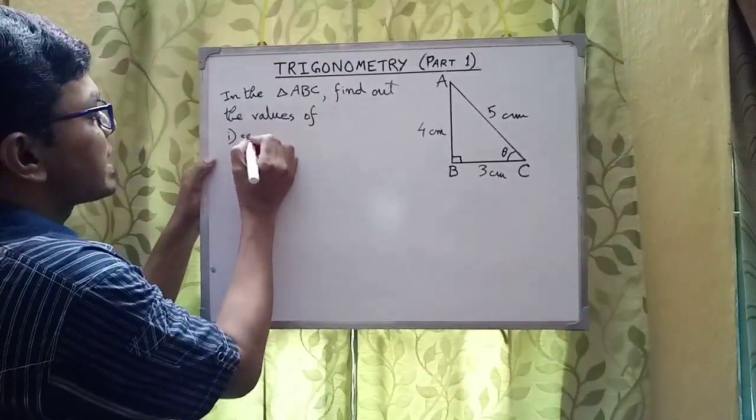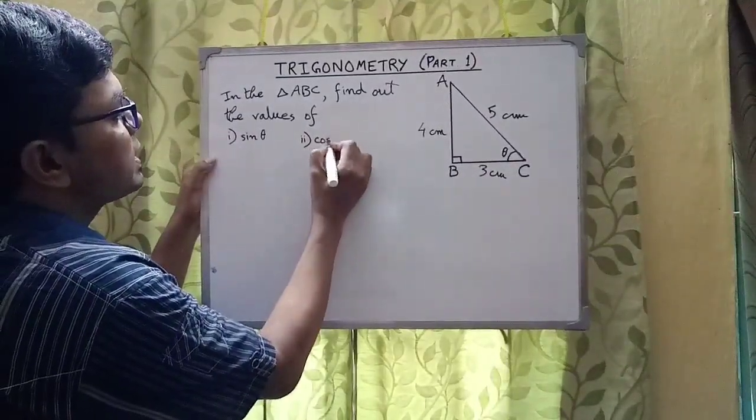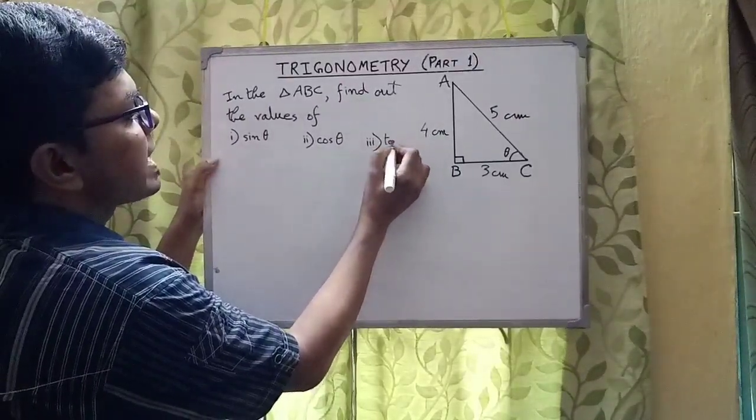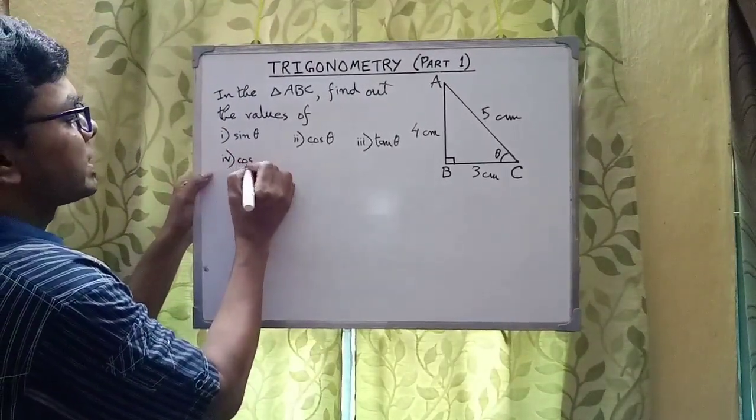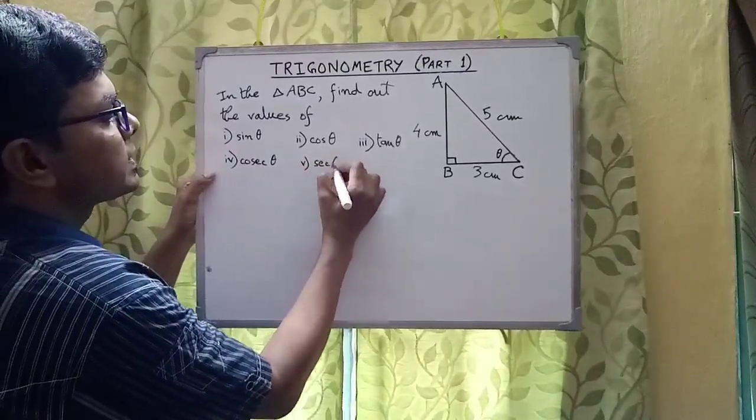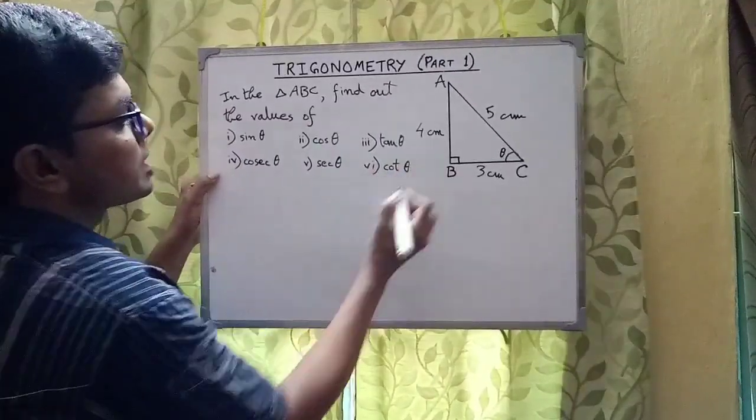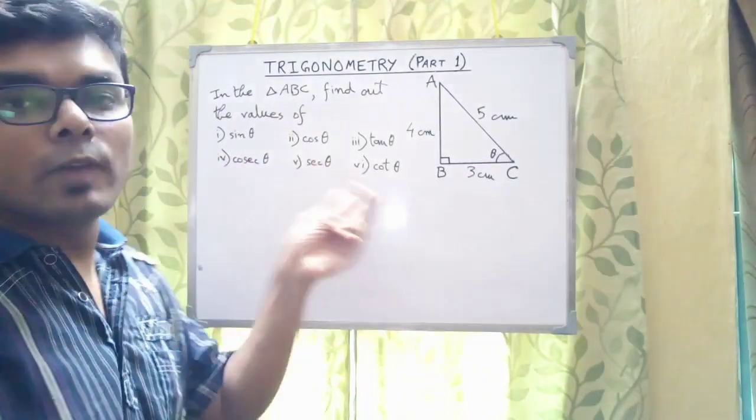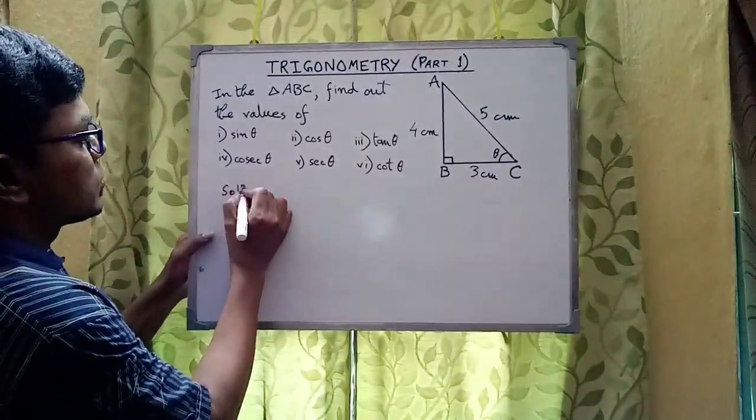number 1 sin theta, number 2 cos theta, number 3 tan theta, number 4 cosec theta, number 5 sec theta, number 6 cot theta. That is, from this triangle you have to find out each and every value. Now let's see, we come to the solution.